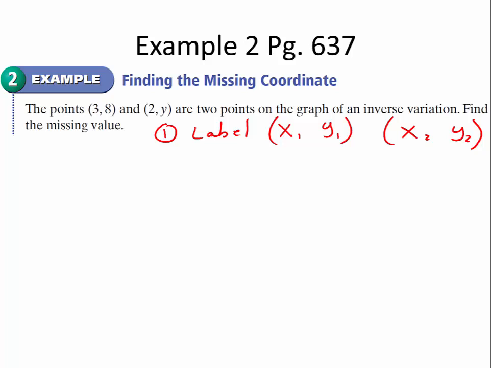All right, I don't care which ones are the 1s or the 2s. So let's go with x sub 1, y sub 1 as one set, x sub 2, y sub 2 as your other set. And now the formula to put them in.